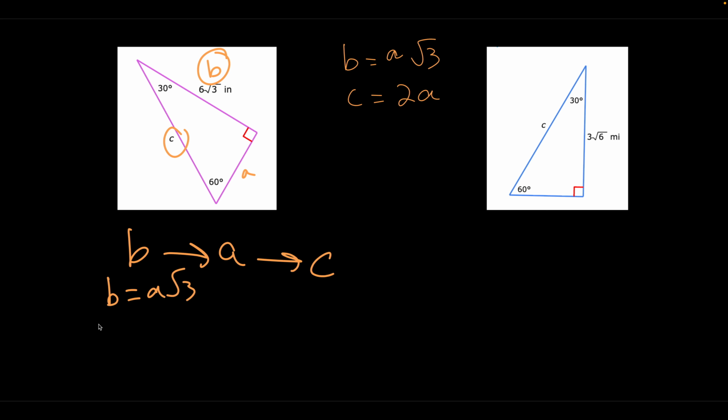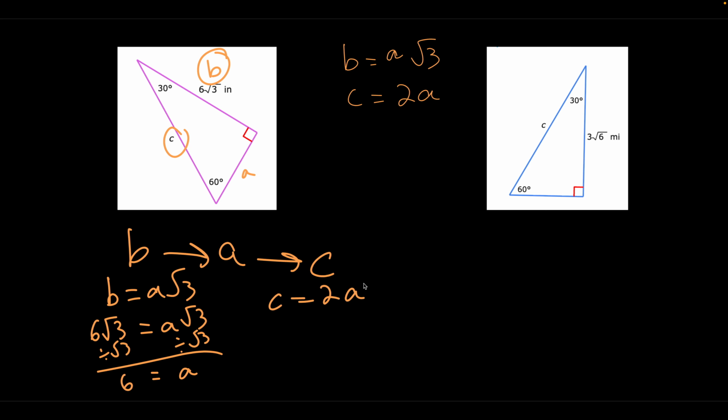I know that B is 6 square root of 3, so 6 square root of 3 equals A square root of 3. Divide by square root of 3 on both sides, and we get that A is equal to 6. Cool, we know what A is. Now we can get to C because I know that C is always 2 times A. So C is equal to 2 times 6, which means that C is equal to 12 in this triangle. Okay, and we found A was 6.